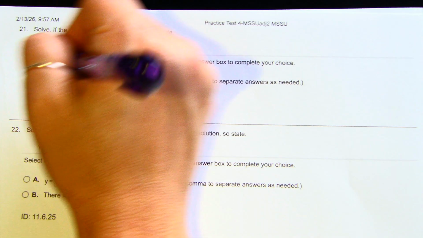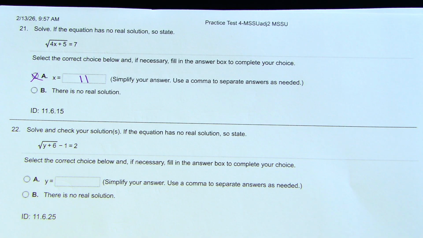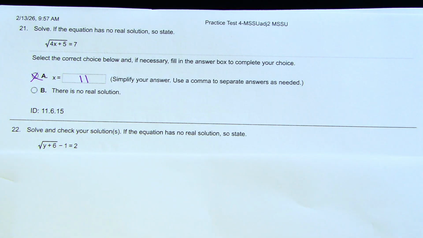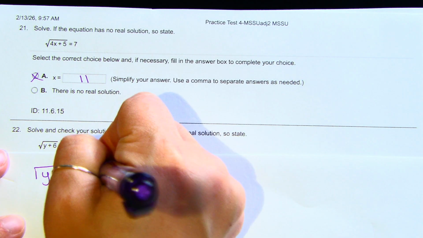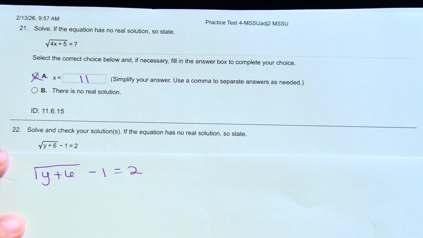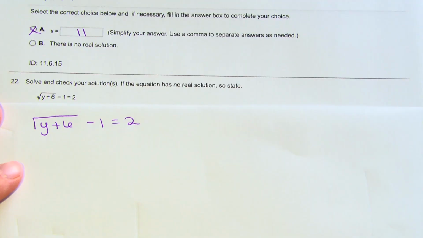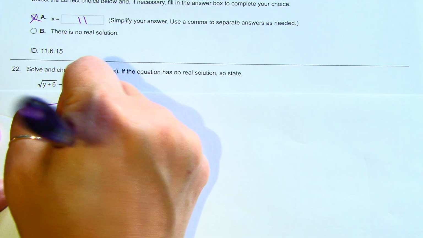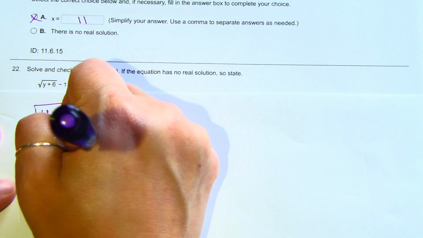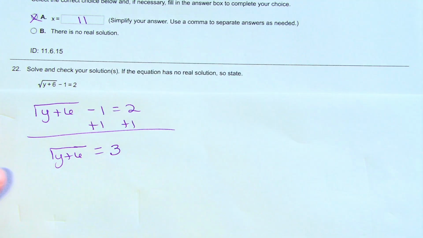22, same exact thing, only it's not quite ready for us yet. The radical is not isolated. We have radical y plus 6 minus 1 equals 2. To get the radical by itself, I'm going to have to add that 1 over. So I have to do an additional step before we can do the rest of it. But honestly, once we get to this step, it is no different than the last problem. I'm doing a square root, so I'm going to end up squaring both sides. It means it'll be y plus 6 equals 3 squared, which is 9.